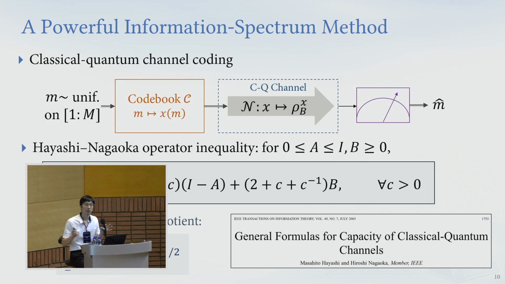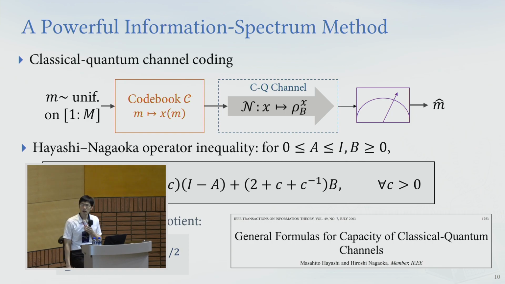It says the following, but we don't have to read through this. For every operator A between zero and identity, and for any positive semi-definite operator B, this operator inequality holds for any positive scalar C. And here I use a notation I call a non-commutative quotient, it's like a division for operators.